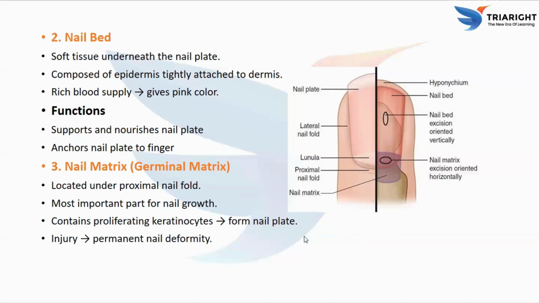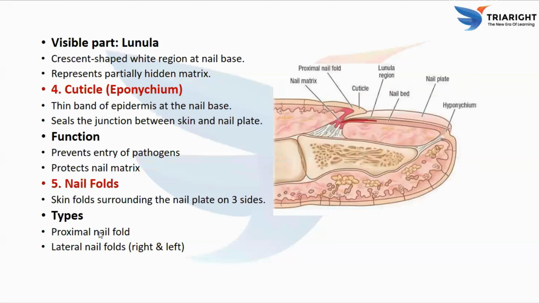Nail matrix, it is under the proximal nail fold which is the root of the nail. And nail bed, it is the tissue under the nail plate. And hyponychium, it is the skin under the free edge of the nail. So what is lunula? Lunula, it's a visible part, right? I have shown you in the picture. So lunula, it's a crescent-shaped white region seen at the base of the nail.